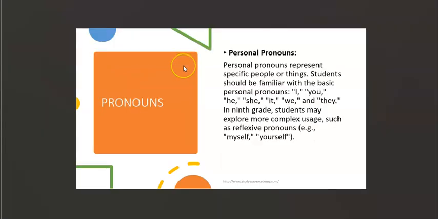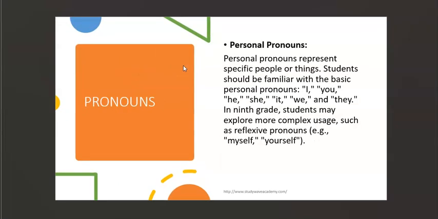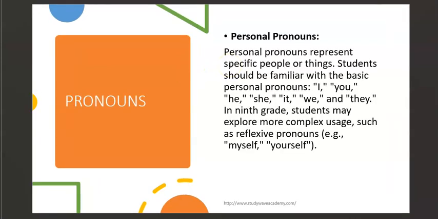So let me just widen our view here. I want us to see this properly. So there. So now we're looking at pronouns.